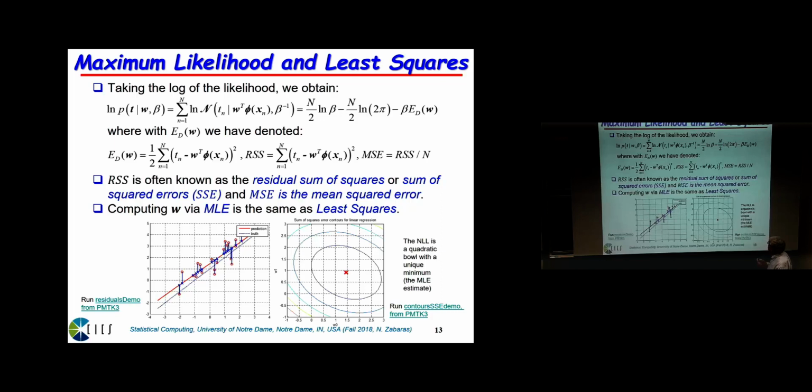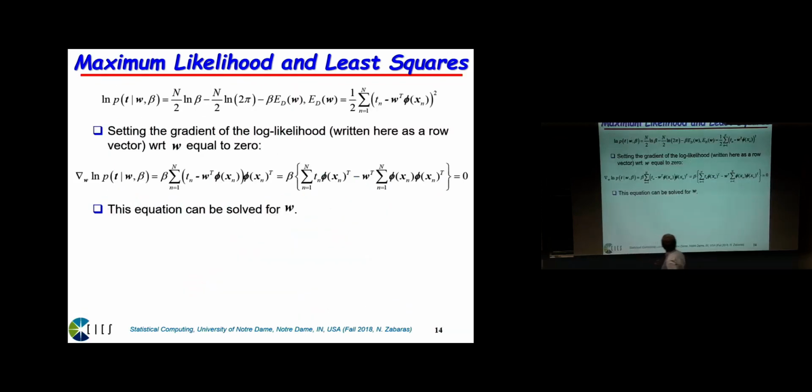You can also take derivatives with respect to beta and set them equal to 0, and then beta comes out to be the variance defined from the training inputs. I think you will see the equation written down shortly. So least squares is the same as MLE. Least squares overfits, MLE overfits, so they are not very good.